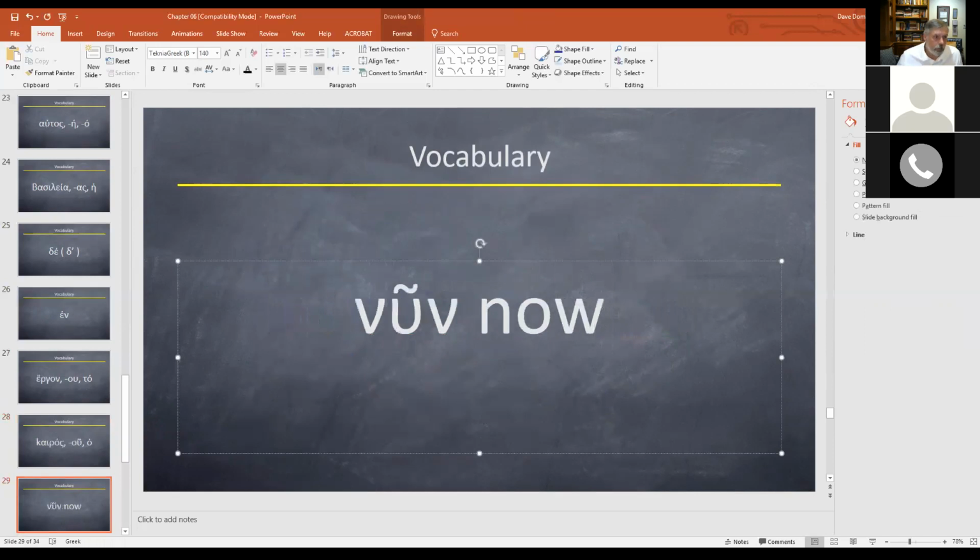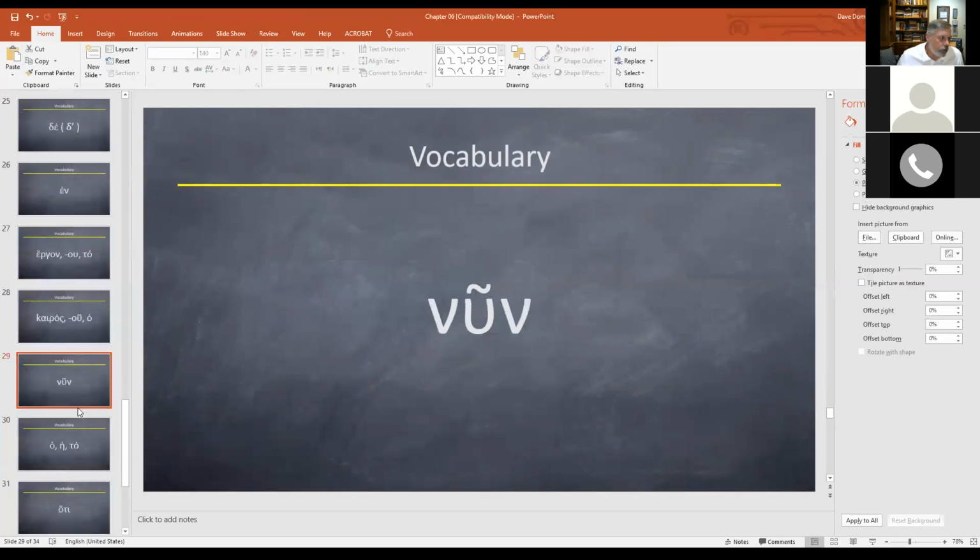There we go. Noon means now. The best way to learn vocabulary is to find little tricks. Like when I say noon, I mean now, or high noon means now. Find little tricks that will help you.